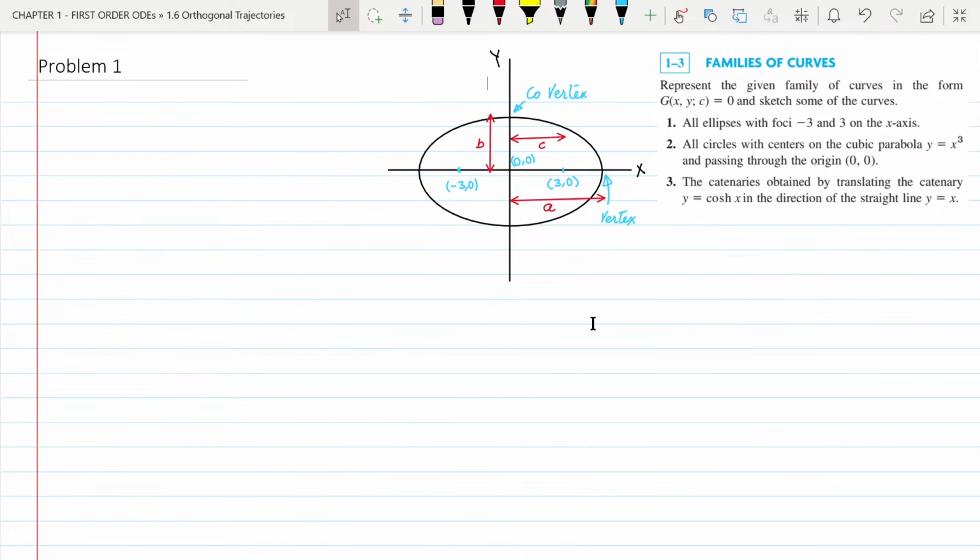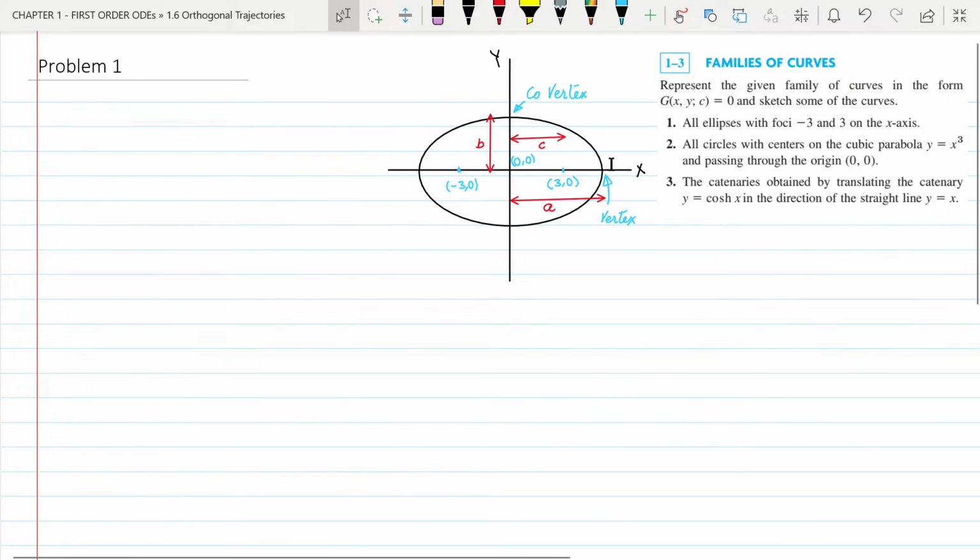Let me explain. In the question it is given that the foci are present at minus 3 and 3 on the x-axis, which we have shown at this point and this point. So the coordinates of the foci are minus 3, 0 and 3, 0, and both the foci are present on the x-axis. Now we know that the center of the ellipse is at the midpoint between the two foci. So the center will of course be at 0, 0, because the foci are at minus 3 and plus 3.